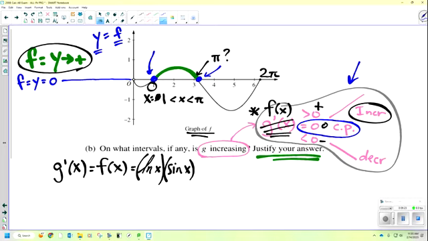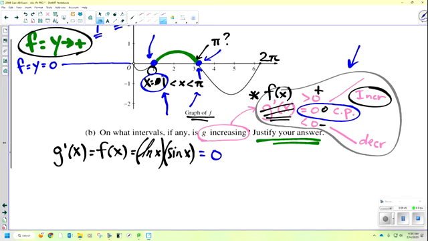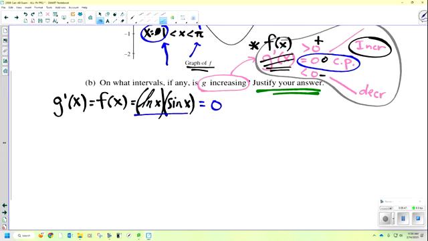So look at my equation down below. G prime of x equals f of x. And the equation for f of x is ln of x sine of x. Let's set that equal to 0 and solve. I guarantee one of them is going to be 1. The other answer is going to be right there. Okay, and I think it's going to be pi. All right? So this is kind of factored, so what we're going to do is set each one equal to 0. Ln of x equals 0. Sine of x equals 0.